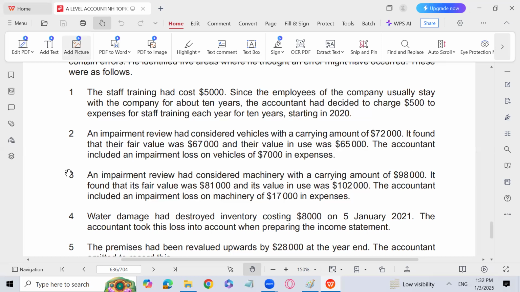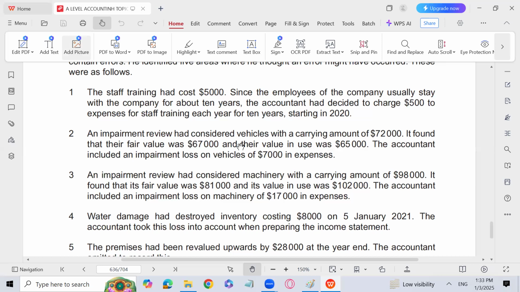An impairment review had considered vehicles with a carrying amount of 72,000. It found that their fair value was 67,000 and their value in use was 65,000. So the higher of fair value and value in use is the recoverable amount. The recoverable amount is 67,000. Carrying amount is 72,000. So 72,000 minus 67,000, we have 5,000 as our impairment loss. So impairment loss was basically 5,000.